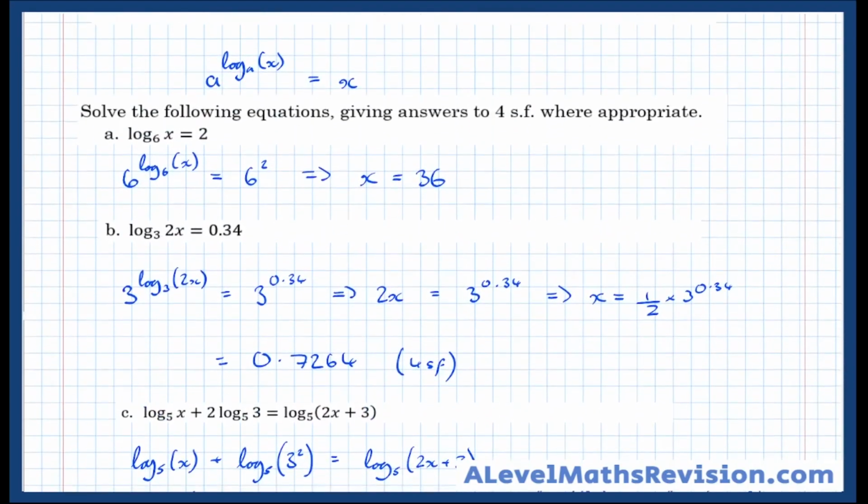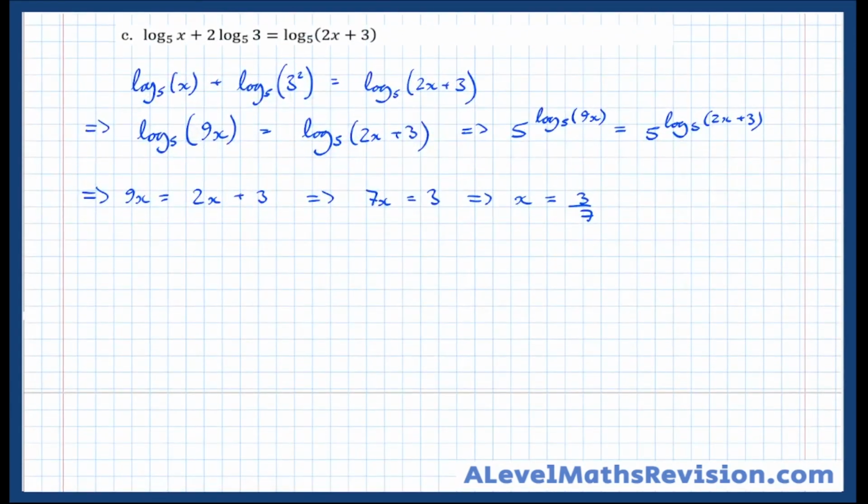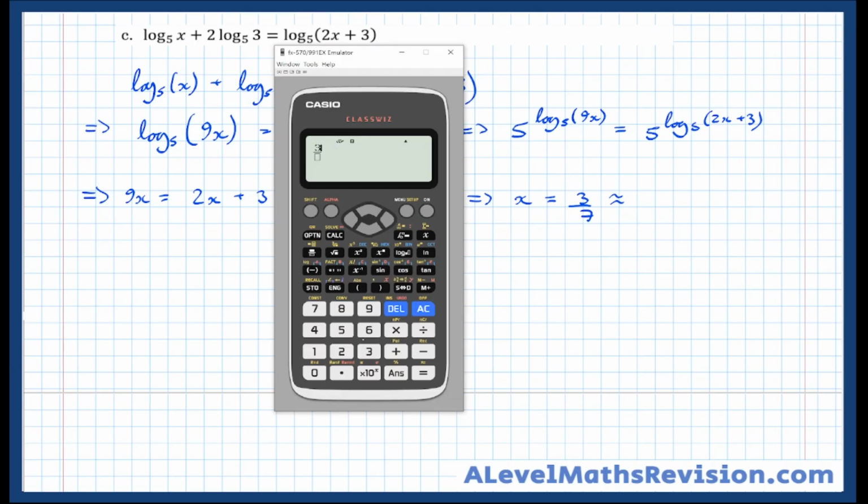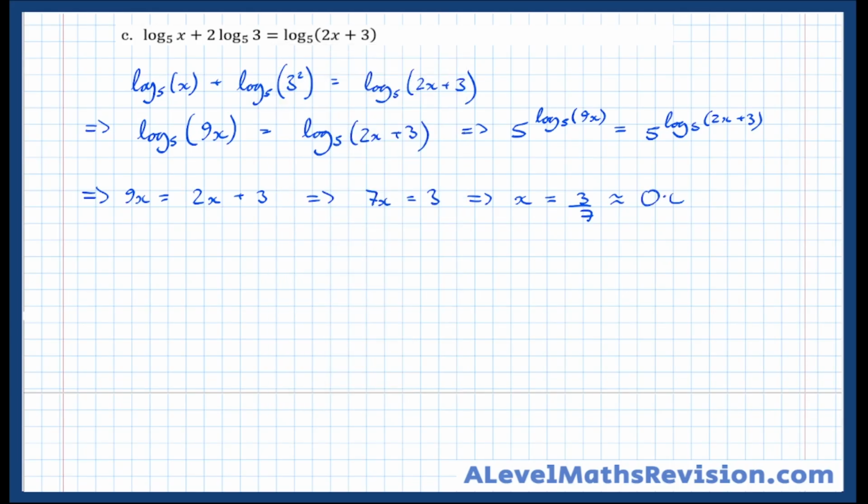Remember, the question asked us to do it to 4 significant figures where appropriate. So 3/7 is approximately equal to 0.4286. And there's our answer. So remember, when there's multiple terms on each side, you need to combine them into a single term for this method to work. Not 100% strictly true, but it's just the best way of doing it. And then finally, last part, which will bring all of this into play. And there it is there.